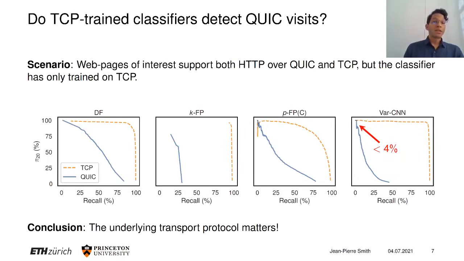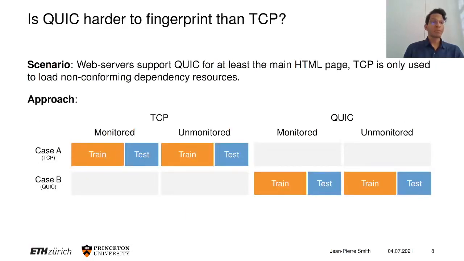Perhaps this was because QUIC is somehow more difficult to fingerprint than TCP. And this is therefore what we evaluated next. Here, we trained the classifiers on a TCP-only dataset as well as on a QUIC-only dataset over the same web pages, and we evaluated the classifiers' performance in these respective settings.